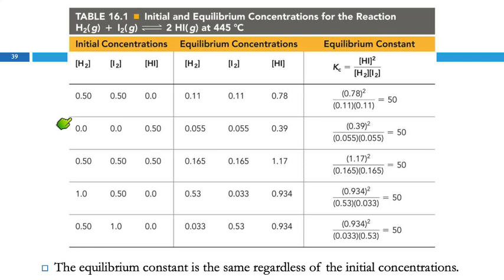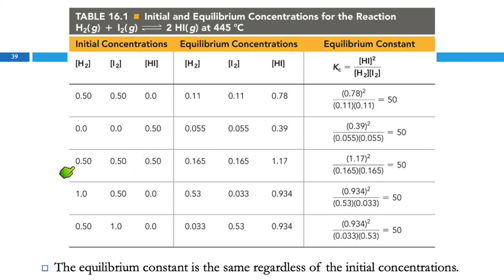Second row, we're starting only with the product. This reaction goes in both directions. So if you start with all product, the product is going to decompose and reform the reactants until the rates of the forward and reverse reactions become equal. So you start with that, you end up with this. How do you know that you end up with that? You would have to measure everything. Plug those in, we get 50.